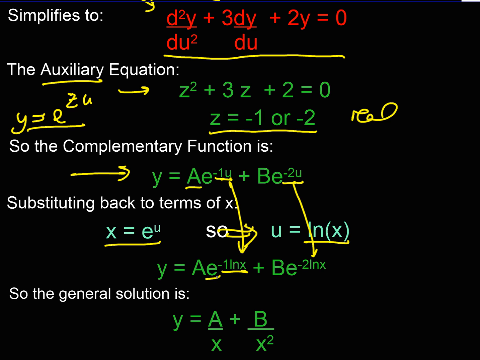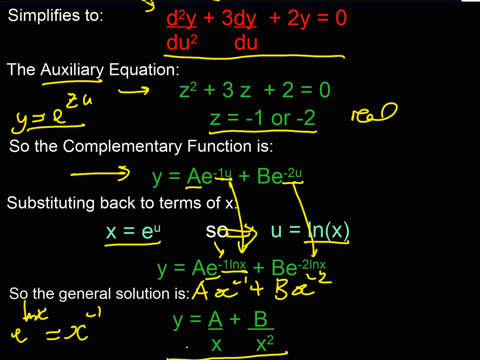Now, some of you may have noticed that if I've got e to the ln of x, well, e to the ln of x is just x, isn't it? And then I've got a -1, so I've got a power -1. So this is actually x to the -1, isn't it? That's a x to the -1, and that's b x to the -2. So here's my solution. y equals a over x plus b over x².